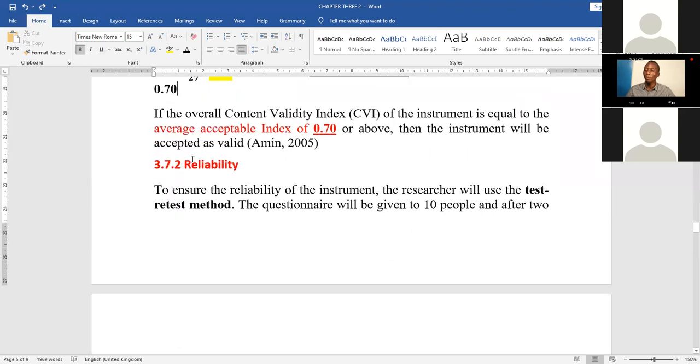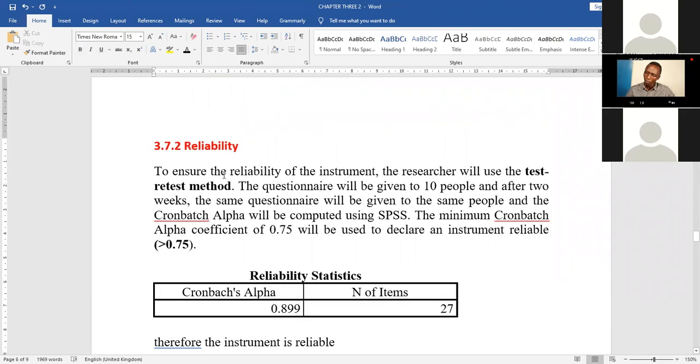Let us go to reliability. Now, reliability of the instrument. This one is also similar to validity, but we use SPSS to calculate it. Let us first read through. We are saying that to ensure the reliability of the instrument, the researcher will use the test-retest method. That is what it is saying.